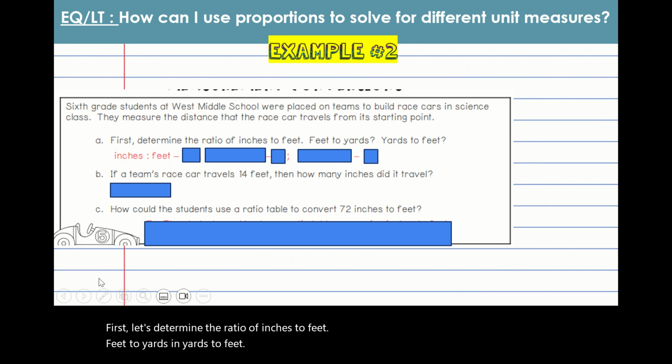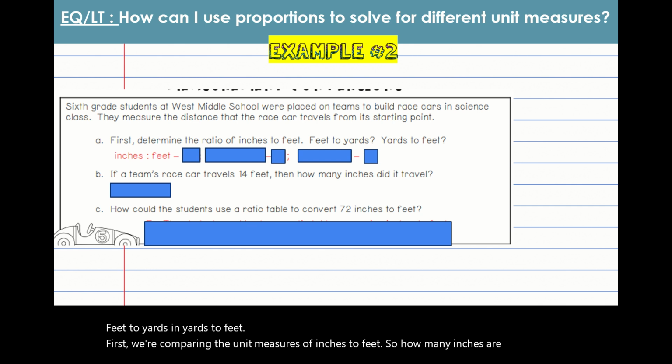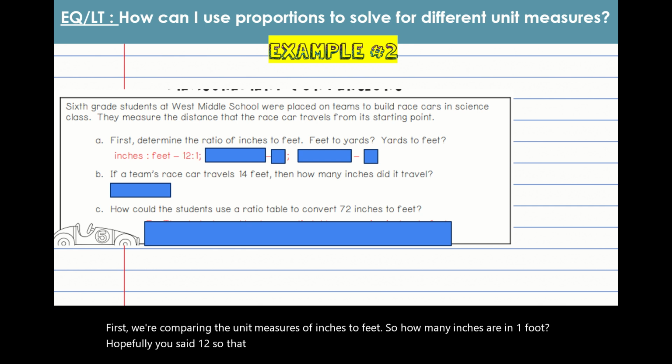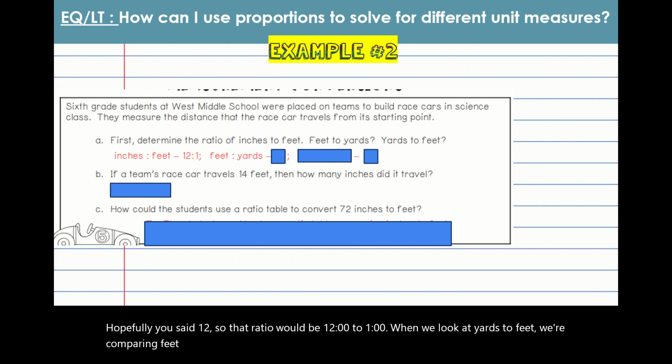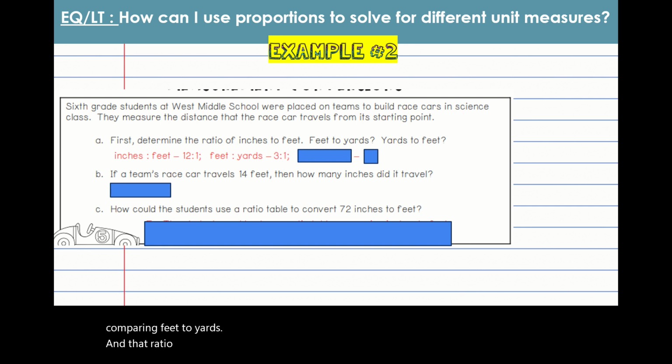First, we're comparing the unit measures of inches to feet. So how many inches are in 1 foot? Hopefully you said 12, so that ratio would be 12 to 1. When we look at feet to yards, that ratio is 3 feet to 1 yard. Yards to feet, which is the opposite of what I just said, would be 1 to 3.